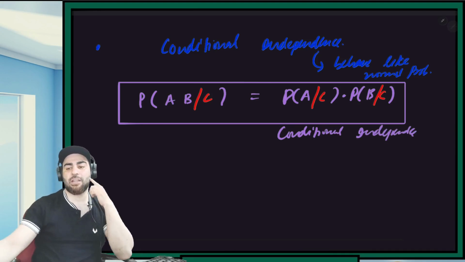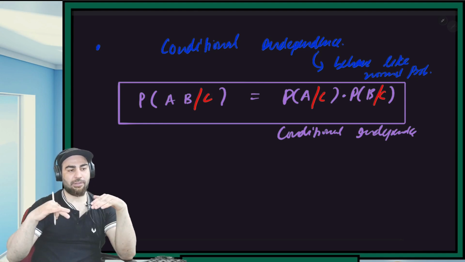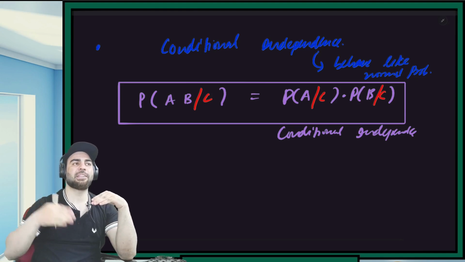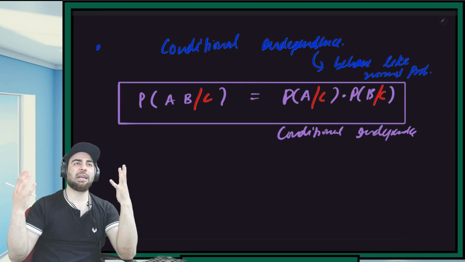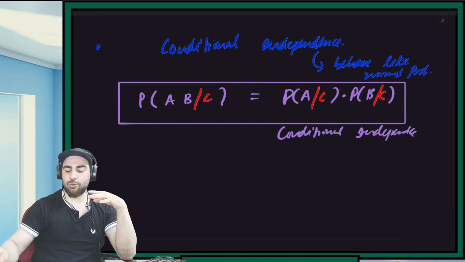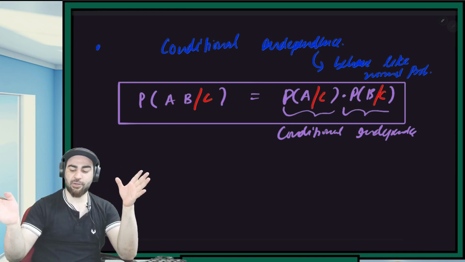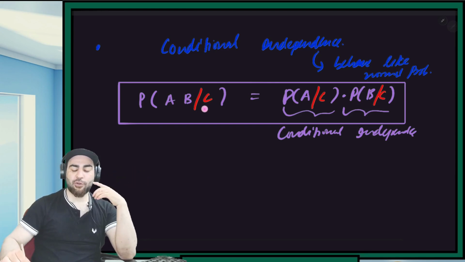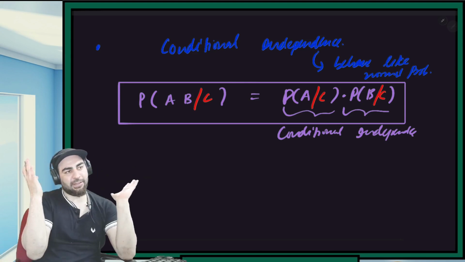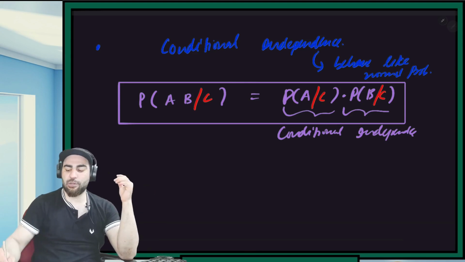Okay, so it basically means that if you have two events A and B, and they are conditioned on C, in order to tell that they are conditionally independent, this definition should follow. This is by definition. That means the happening of C gives no information to A and B about each other.